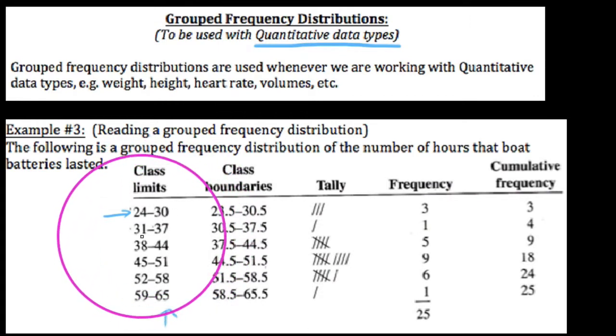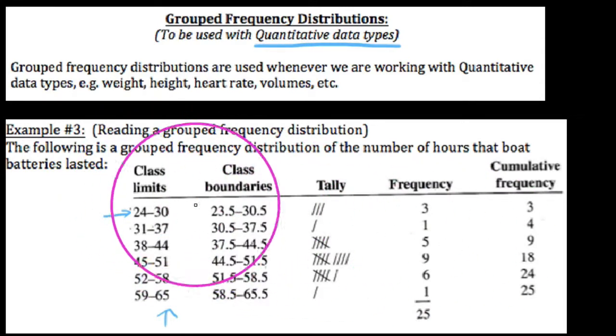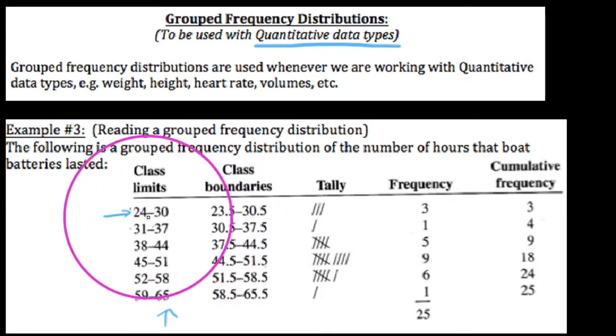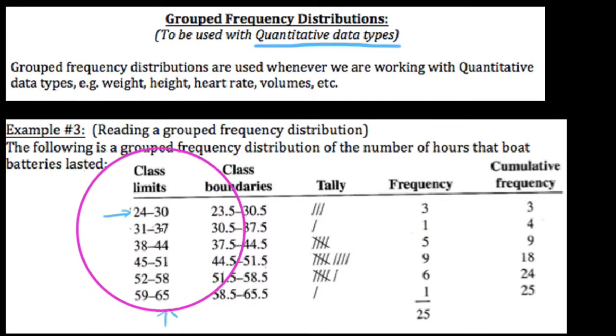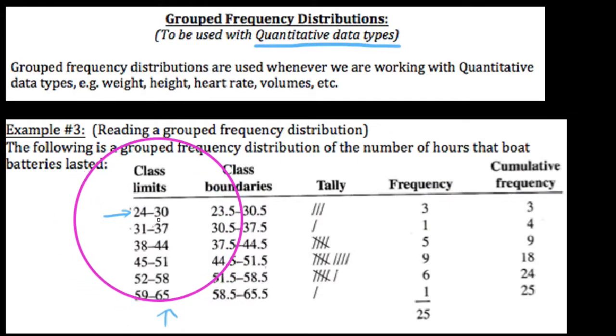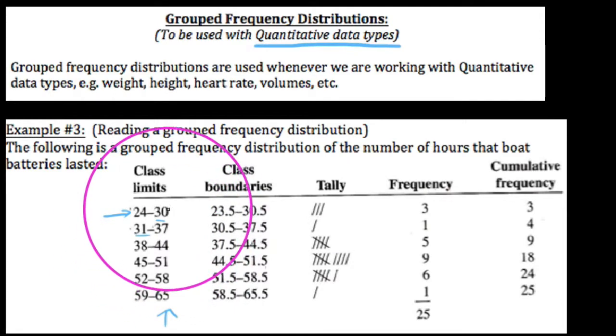Another thing I want to mention about the table in terms of class limits and class boundaries: when you look at the limits, we say 24 up to 30 and 31 up to 37. You notice that it goes from 30 to 31 here, and seemingly there's a gap, and you wouldn't want that because what if you had a battery last 30 and a half hours? Where would you place it? Okay, so that's why we have both class limits and class boundaries.